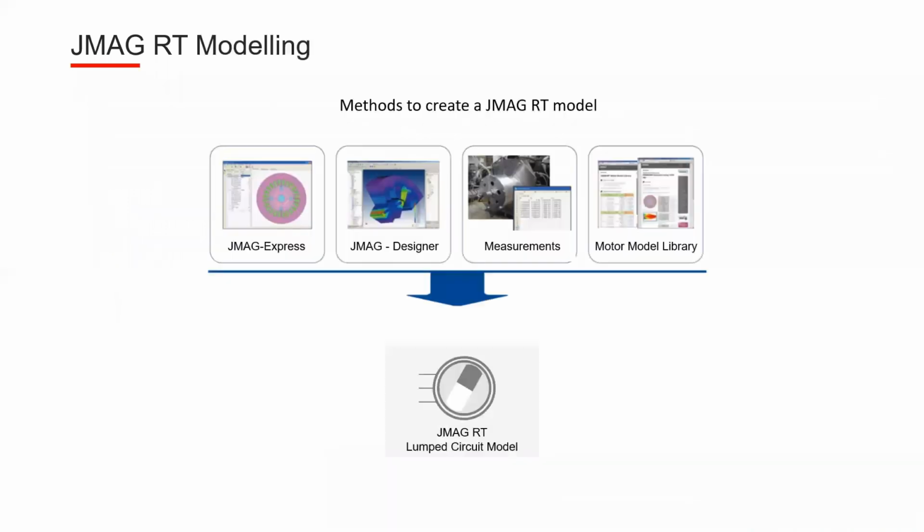So there are several ways to do it. We can start with, for example, designing our own motor in JMAG Express or JMAG Designer. Another way is to use measurements from a real machine. And also, there's a number of existing design templates or ready-made designs that can be used as a starting point or as a final point, maybe in some cases.